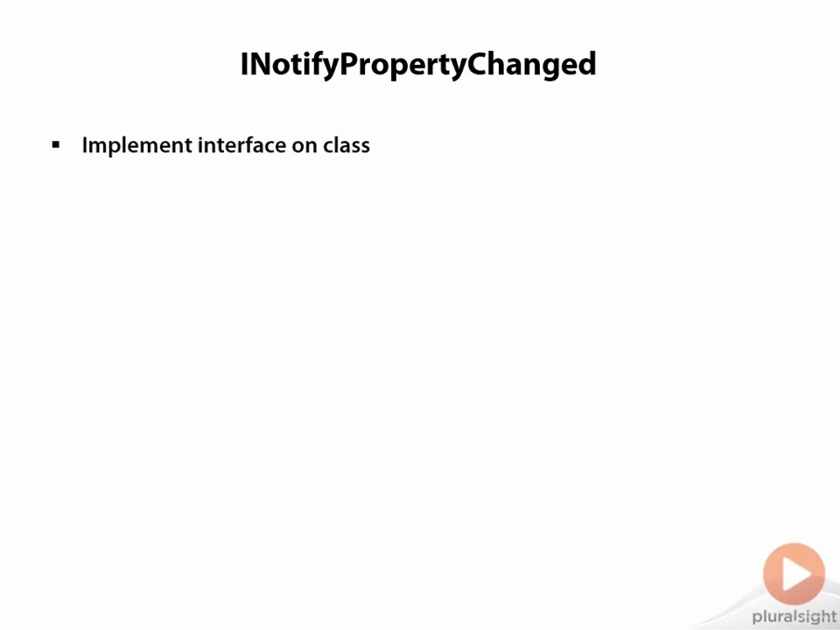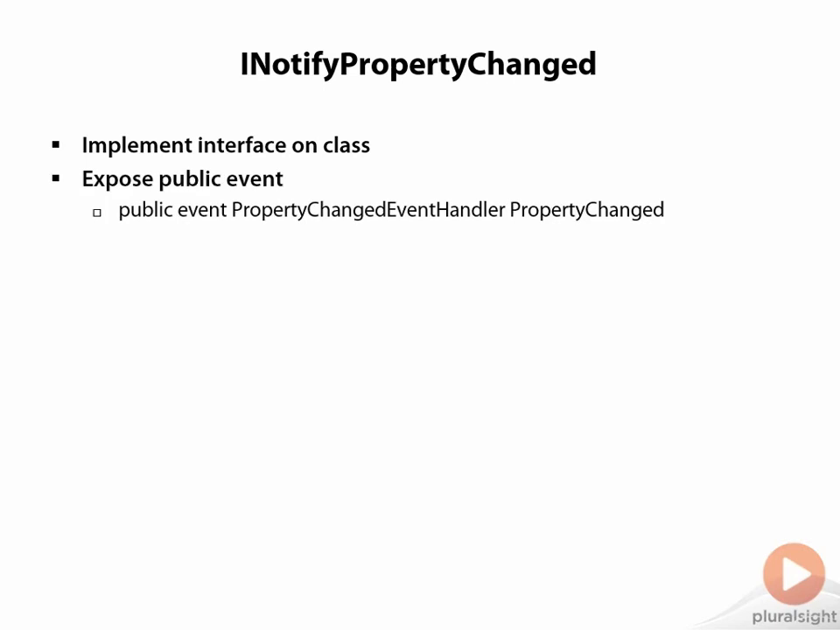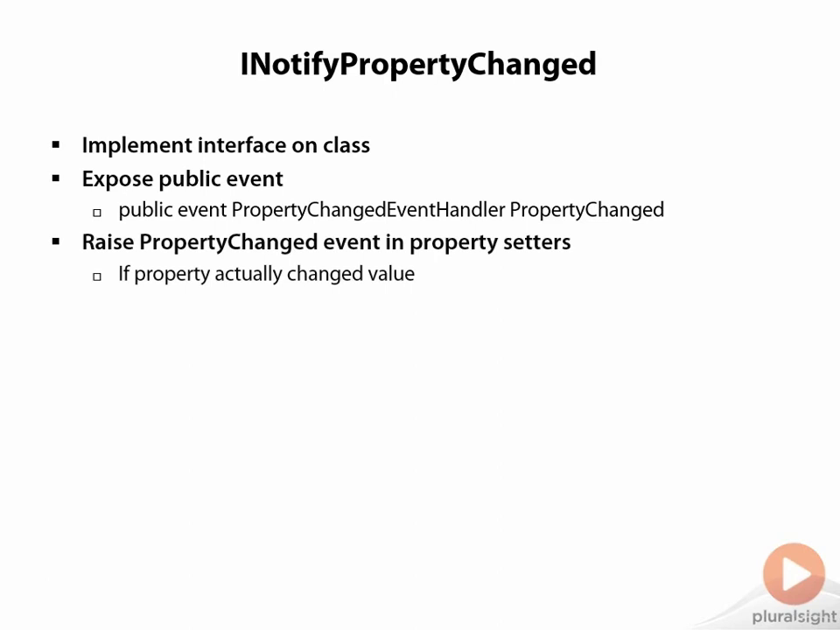Basically what you're going to do is implement that interface on your data object class. So this is going to be your entity class that you're using as a data source object. In addition to declaring that interface on the class definition itself, you're going to expose a public event with the signature of public event PropertyChangedEventHandler and give that event the name PropertyChanged. Once you've defined that event, you're going to be responsible for raising that event in each of your property setters on that object, but you should generally check that the value being set is not the value that's already there, and not raise the event if the setter is being called with the current value.